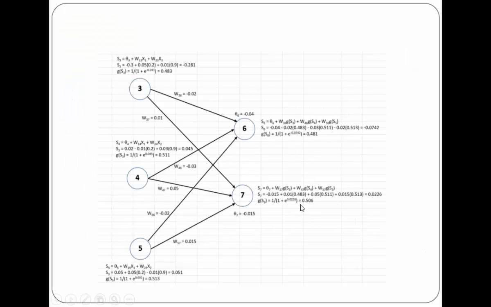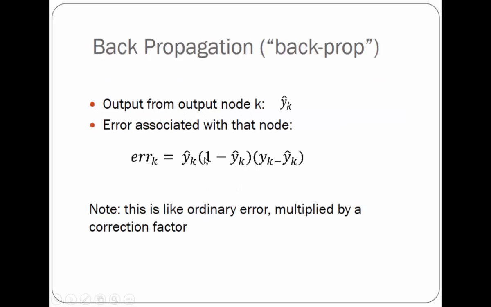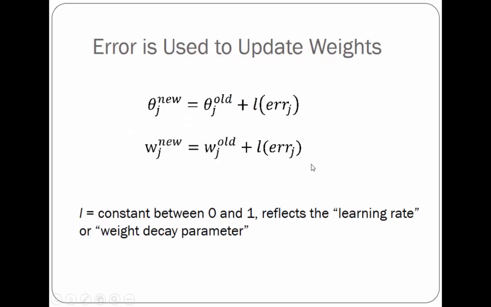Now, after going through the first pass, you compute the error for each output node in this fashion. So this is like an ordinary error multiplied by a correction factor. Now you take that error and adjust the old weights. Now you're going to go backwards.